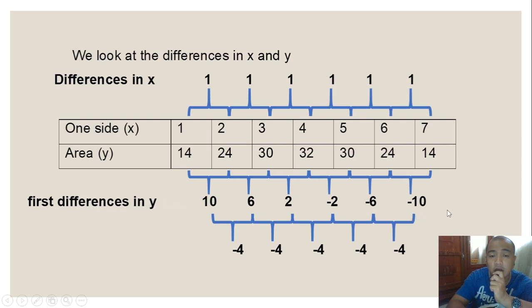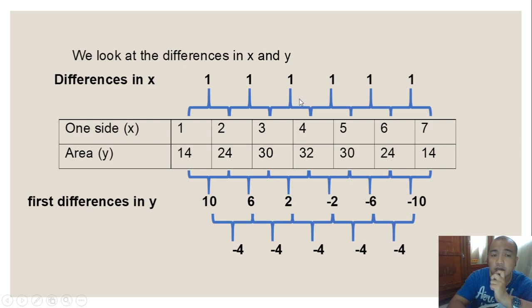They are not equal. But if we're going to get the second differences in y, let's try. 6 minus 10, negative 4. 2 minus 6, negative 4. Negative 2 minus 2, negative 4. Negative 6 minus negative 2, negative 4. Negative 10 minus negative 6, negative 4. So, equal. The second differences in y for this table is equal.